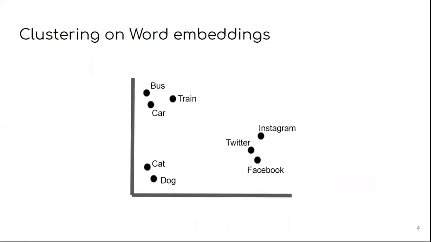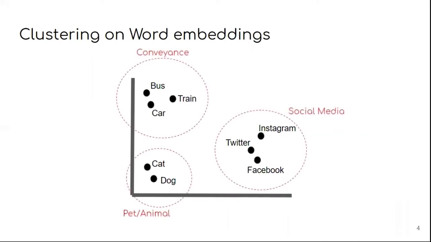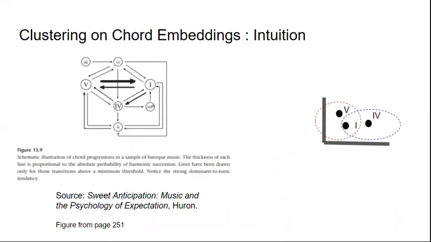Clustering is a technique used to group close points in clusters. We take the previous example where we have words like car or dog. In this case, if we apply clustering in the embedding space, we will find three clusters, which correspond to convenience, pets, and social media. It is easy to understand the intuition with words, but it may be more difficult with chords. Here we try to give the intuition for clustering on chord embeddings.